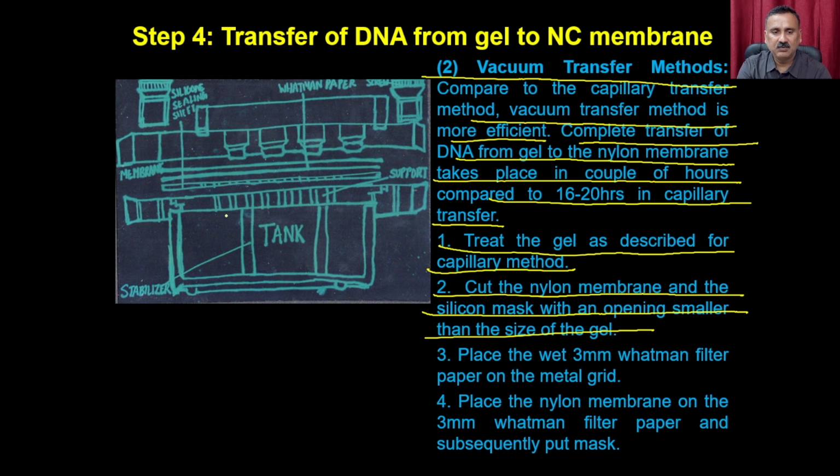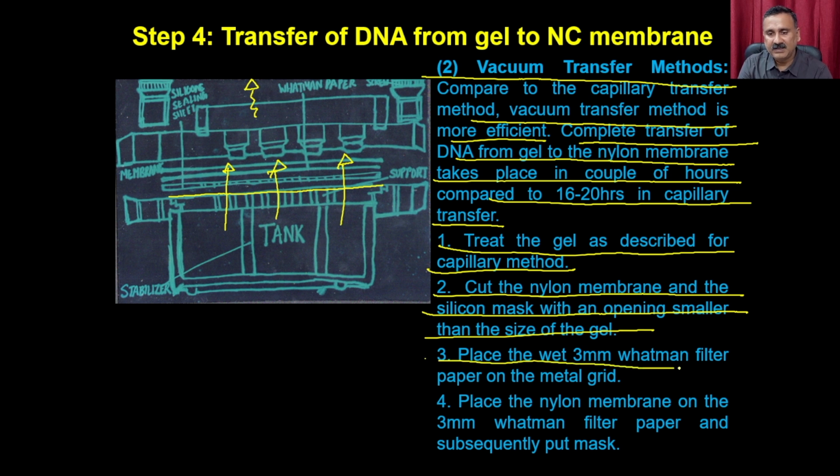In this case, you are going to have a tank, and then a support system, and on this support system you put your agarose gel, then you put the nitrocellulose membrane, and on top you have the vacuum manifold, and then you apply the vacuum. When you apply the vacuum, the water flows from this direction to this direction, and as the water flows, it also transfers the DNA onto the nitrocellulose membrane. And since this is being done under high vacuum, it is much faster than the capillary transfer method.